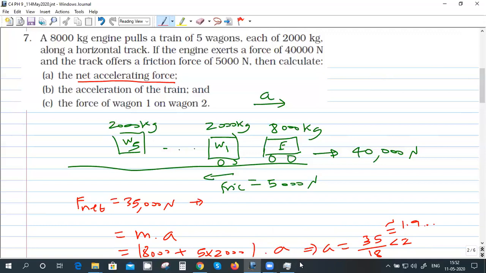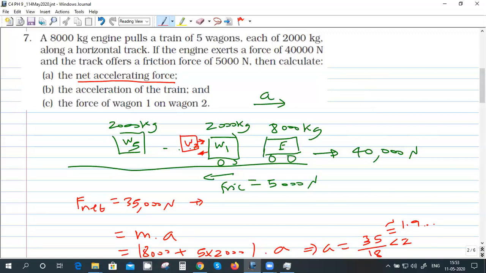Next, the force on wagon 1, the force of wagon 1 on wagon 2. So here wagon 2 is there, and wagon 1 will be pulling this wagon 2, right? So this force we have to find out. Finding this is the same as finding this force.